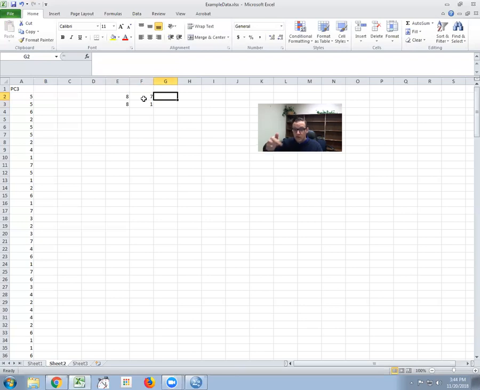Again, we want to reverse score this. So we want that 7 to be a 1, and we want that 1 to be a 7. All we have to do is subtract them both from 8. And ta-da! The person who had a 7 is now a 1, and the person who had a 1 is now a 7. So it's reverse coded.